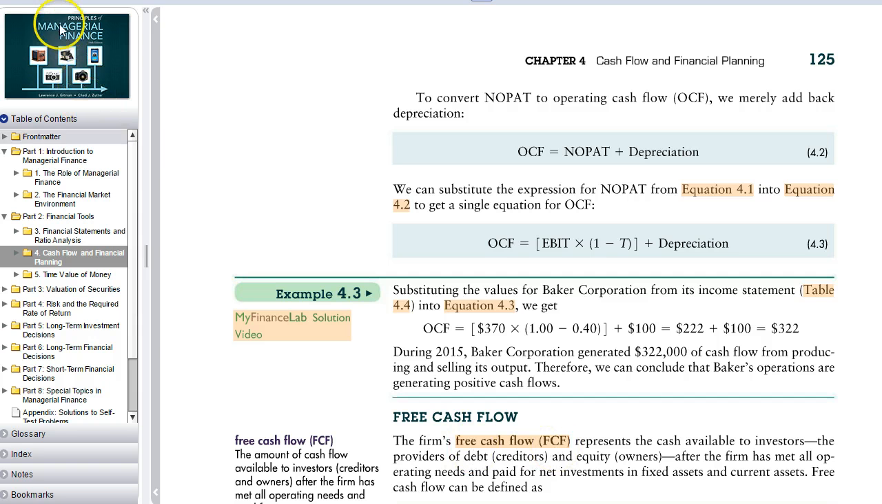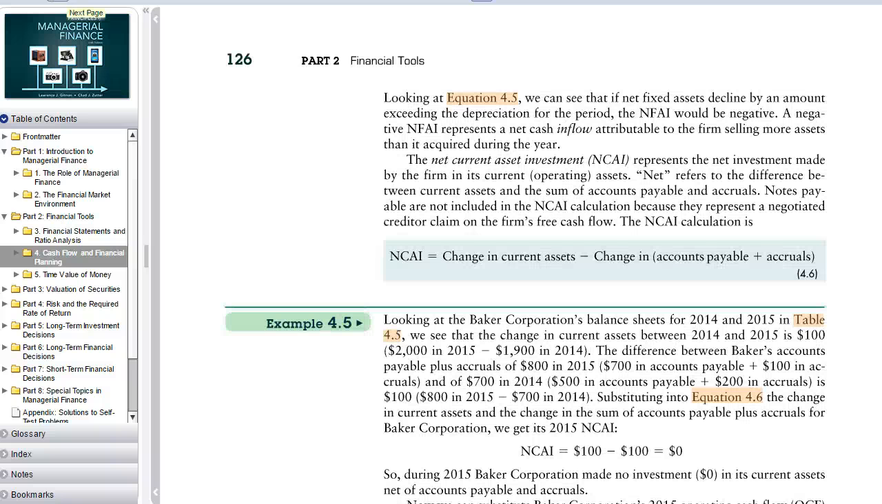Then, of course, the chapter goes into the operating cash flow formula, and it talks about the free cash flow formula, which are two different concepts. With free cash flow, we're looking at the cash available to investors after the firm has met all its operating needs. So one is looking at the cash flow of the operations and the other at the remaining cash that's available to investors.